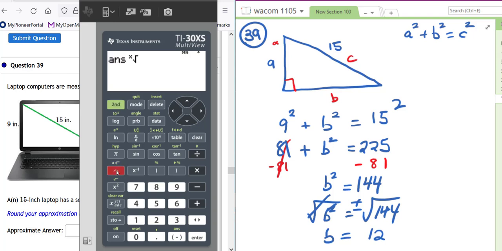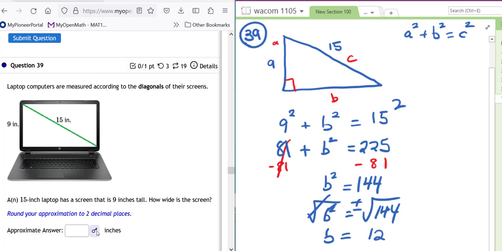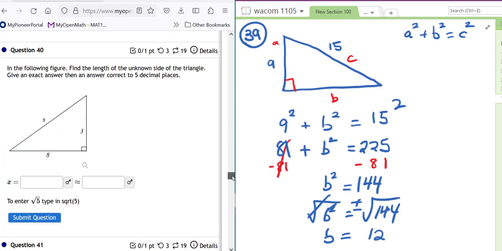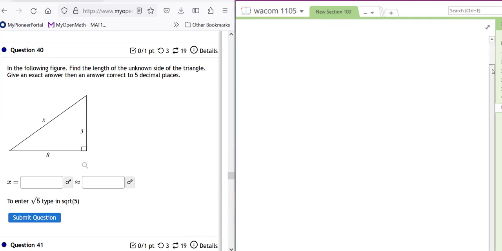So second square root, whoops, I picked the wrong button. I picked any root. So second square root and 144, close, enter, 12. Okay, so it came out exact. And we didn't have to approximate to 2 decimal places. So some of the problems might not come out even. Right? This is another example of the same thing.